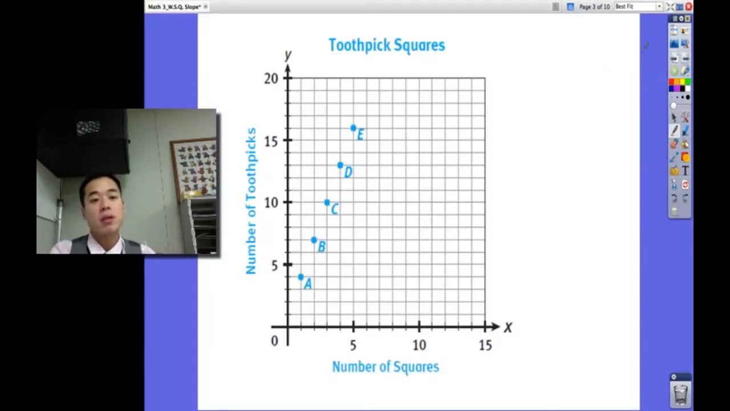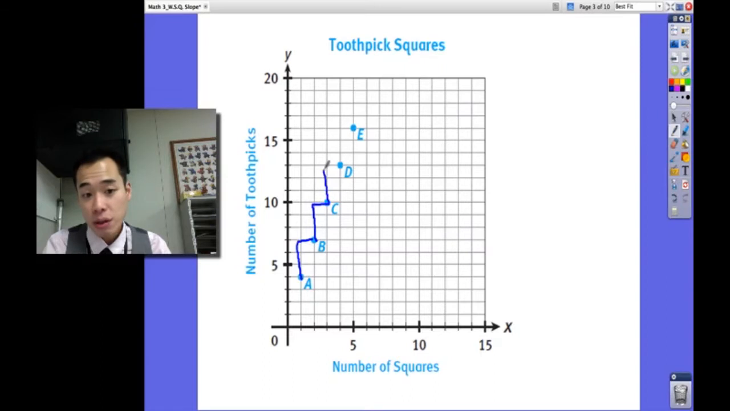So for example, here's a quick graph of another pattern sequence, the number of squares and toothpicks. You can quickly see that if I have one square, I have 4 toothpicks. And then if I have 2 squares, I have 7 toothpicks. If I have 3 squares, I have 10. So if you look here, every time I go up 3 toothpicks, I add 1 square.